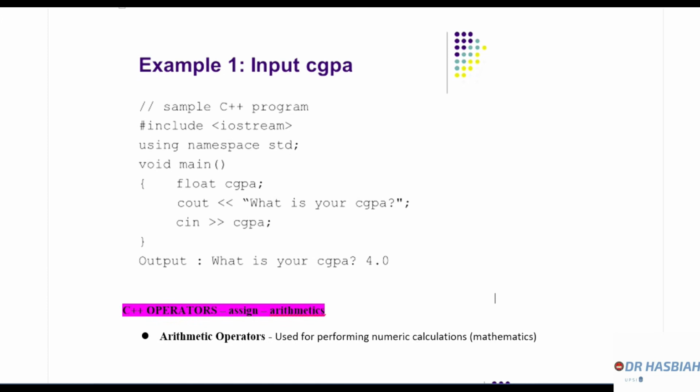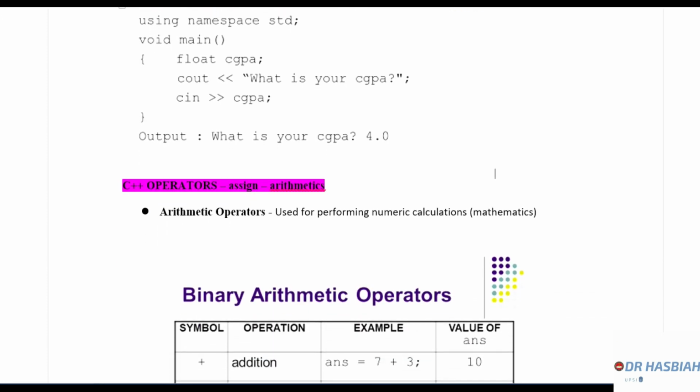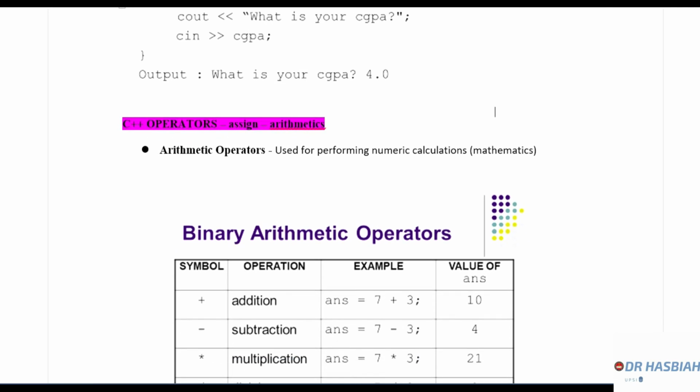Now I have to move to the operators that we have in C++. Operators are very important because sometimes you want to calculate a mathematical operation, to do numerical calculations, so you have to use operators. We have two kinds of operators here, assign and arithmetic. First we look at the arithmetic operators.